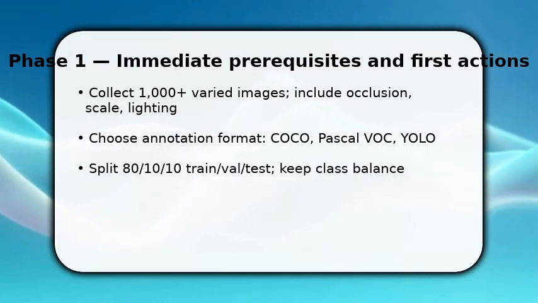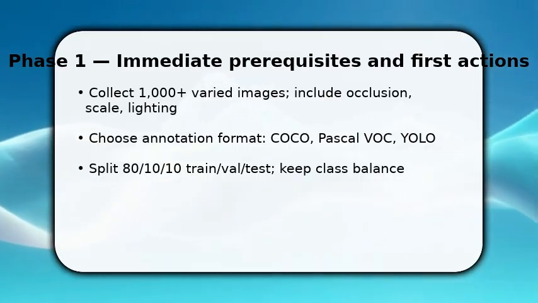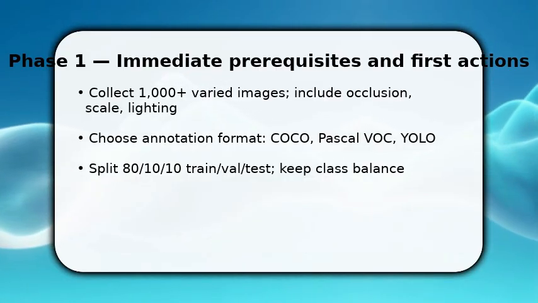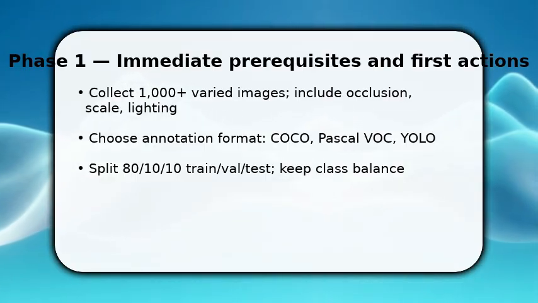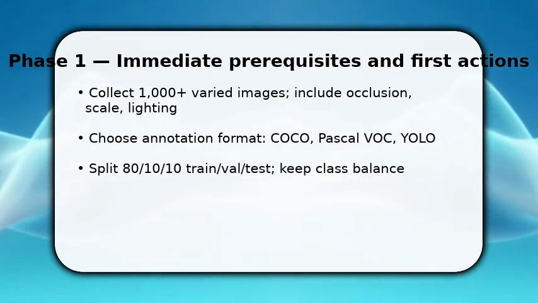Once done, convert annotations to your chosen format, COCO or YOLO, and split into train, validation, and test sets. Make sure to preserve class balance and include hard cases like occlusion and small objects. These initial steps reduce downstream surprises and let you iterate on model choices quickly.